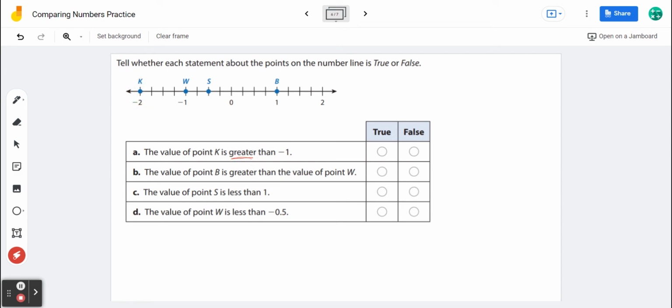Remember, greater than means they're telling us K is further to the right than -1. Because this is what they're telling us. K is greater than -1. Pac-Man wants to eat the thing that's more to the right. Is K to the right of -1? No. -1 is further right. -1's over here. K is right here. -1 is further right. So that means Pac-Man would actually like to eat the -1. This is false.